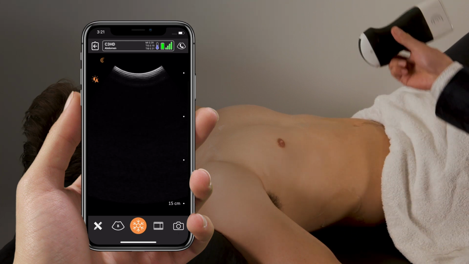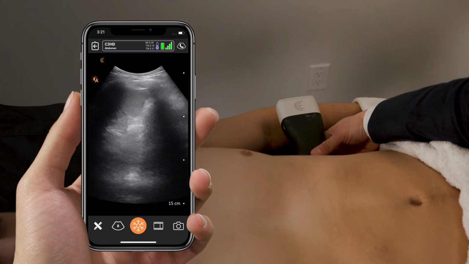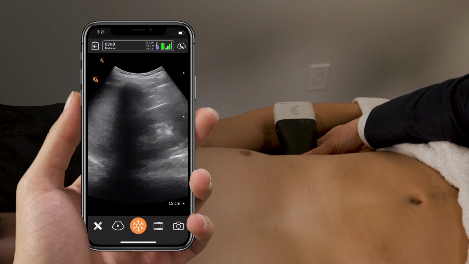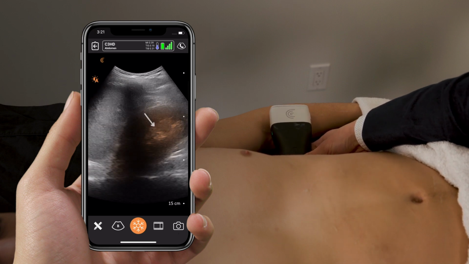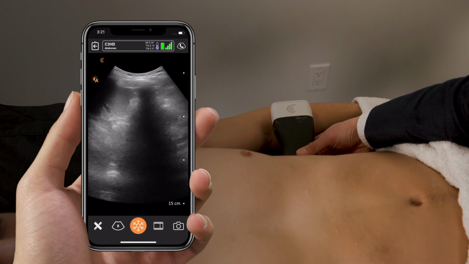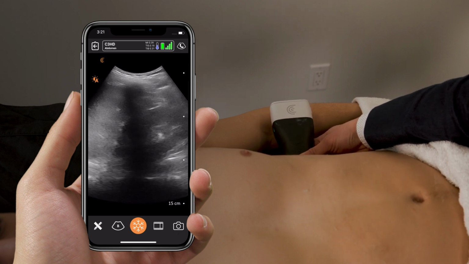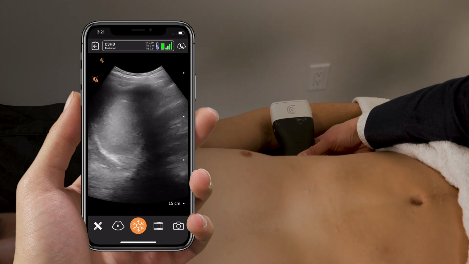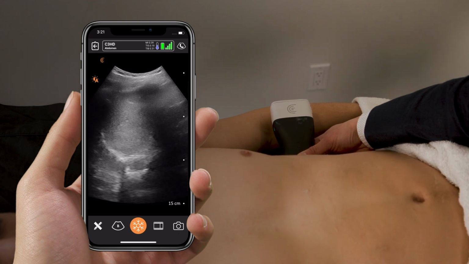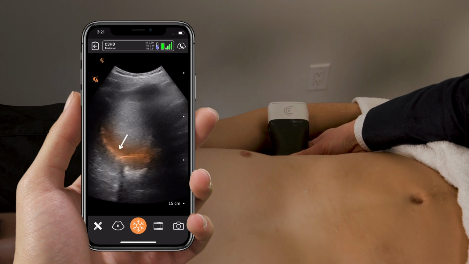The next place to look is the left upper quadrant. And at this point, we're trying to identify both the spleen and the kidney, which we can visualize here. So again, it's helpful to fan through that interface. However, the left upper quadrant is a little bit different from the right upper quadrant because fluid is actually more likely to collect above the spleen under the diaphragm.